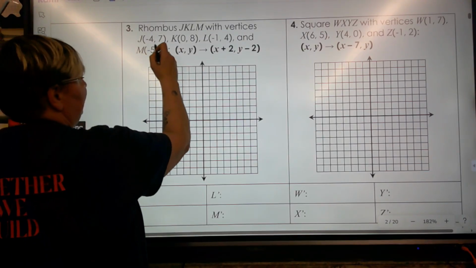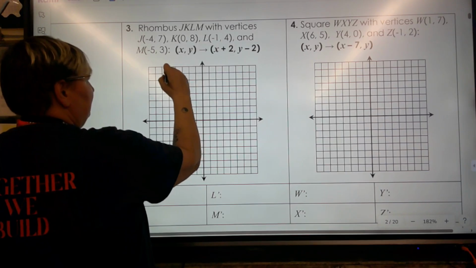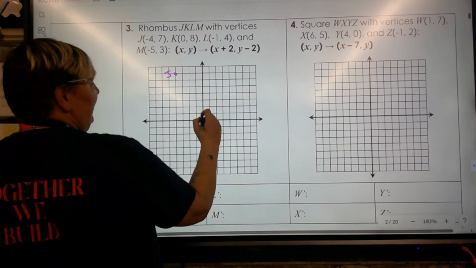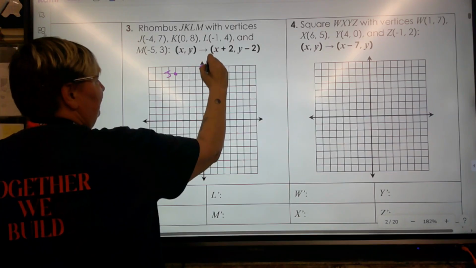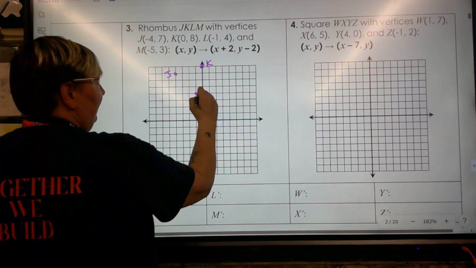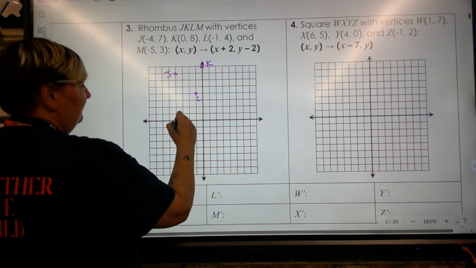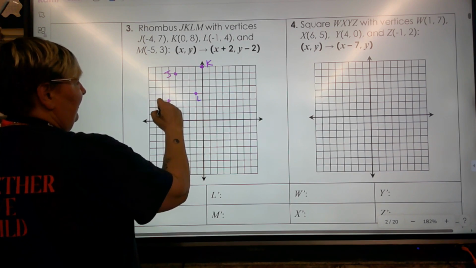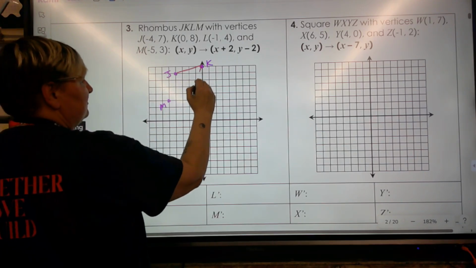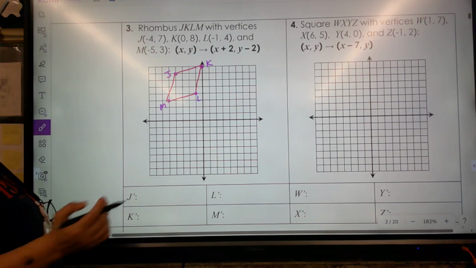All right, J is (-4, 7). -4, 1, 2, 3, 4, 5, 6, 7. It's a rhombus. Let's see what a rhombus looks like. (0, 8) for K. (-1, 4) for L. And (-5, 3) for M. It looks like it's a weird shaped square, sort of, almost. Hey, a rhombus. Now you know what a rhombus looks like.